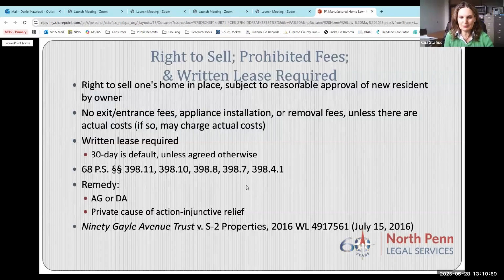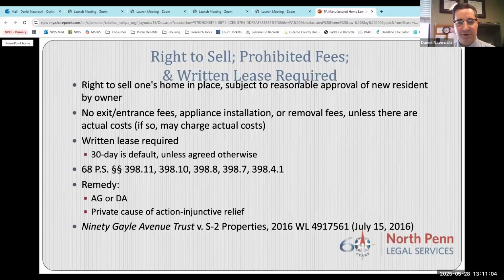So Dana, I'm not sure if you want to talk a little bit about residents' rights. Yeah, I actually have a case right now with a client who is trying to sell her home, and she's saying that the park is refusing to allow her to sell the home. One of the resident rights under the MHCRA is that you do have the right to sell your home. The only thing the park can do is require an application and an approval of the buyer or whoever the new resident is going to be.